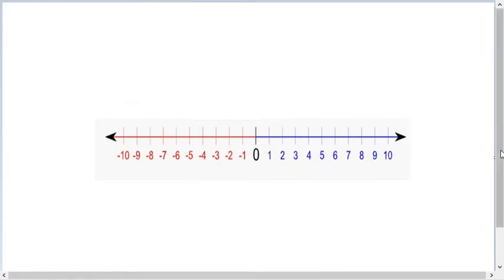It goes up to infinity over here, and it goes to infinity on the minus side also. So all the numbers on this number line are real numbers, definitely. So the first answer is real.